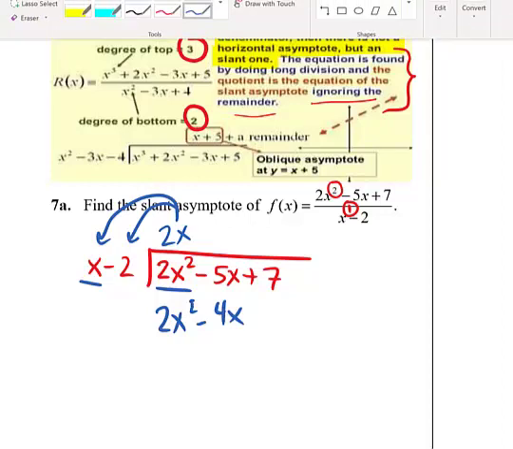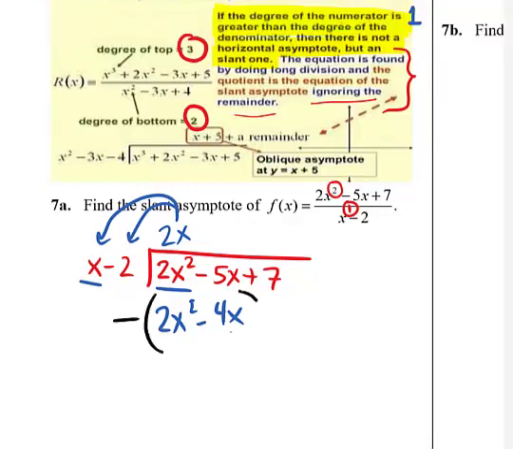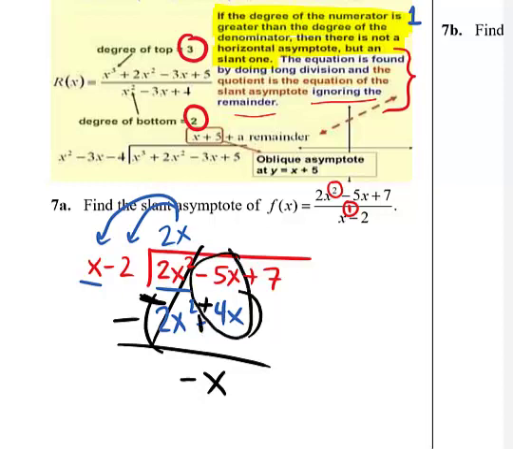Now I'll subtract, but I can't forget to distribute that subtraction sign. That'll make this 2x squared a negative and this 4x a positive. These will cancel, but I'll be left with a negative x, or a negative 1x, when I combine these. Because remember, the negative on the 4 is gone. It's now a positive. And I'll bring down the next term. And I'll start my division over again.